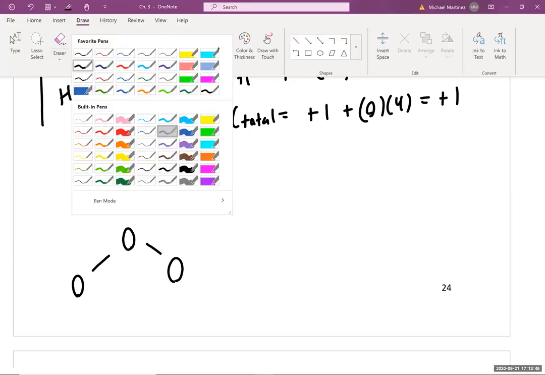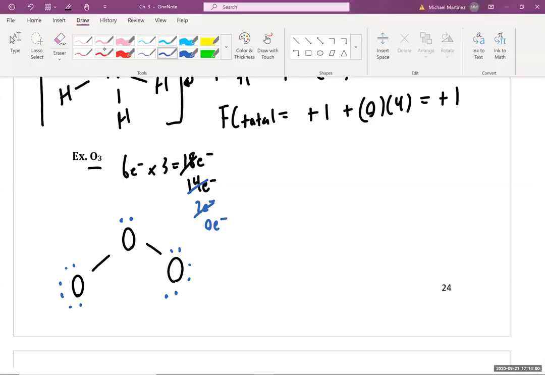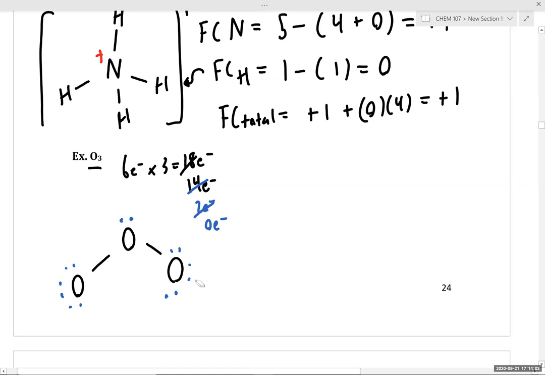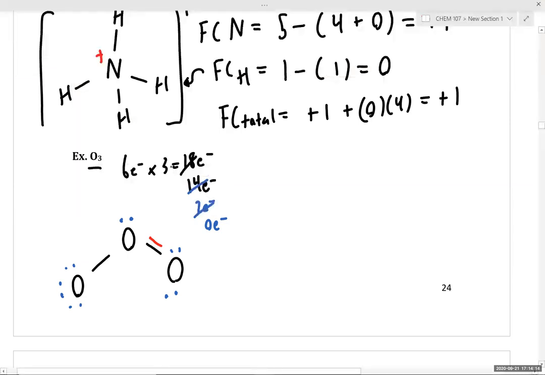Then we place our lone pairs on our outer atoms first. We get 2 electrons remaining, and then we place our 2 electrons on our central oxygen atom. As we do not have a complete octet, we take one of our lone pairs and we convert it to a double bond. Now we've fulfilled the octet rule, but let's now analyze this structure. We're all comfortable drawing Lewis structures, so let's focus on this analysis portion.